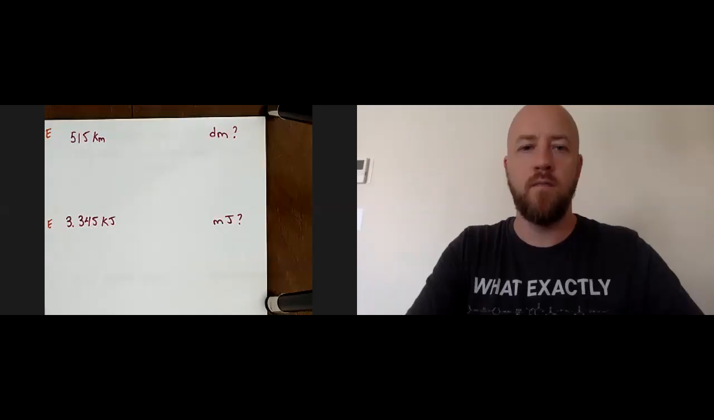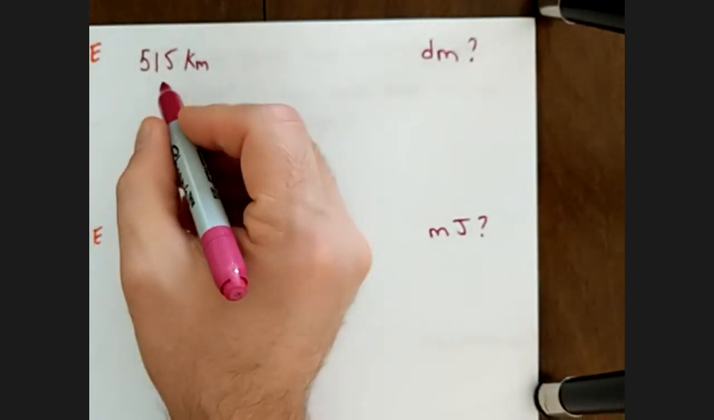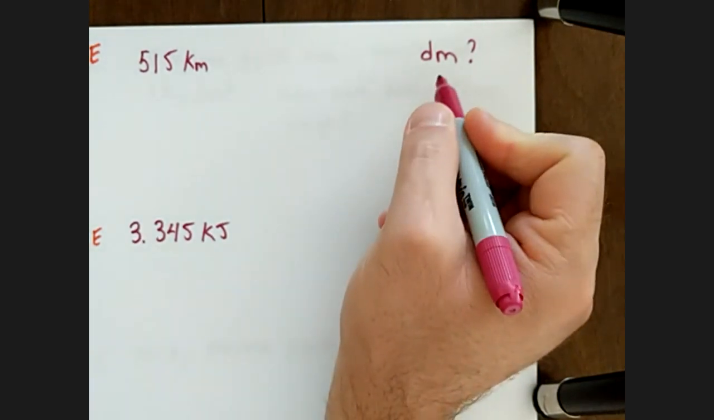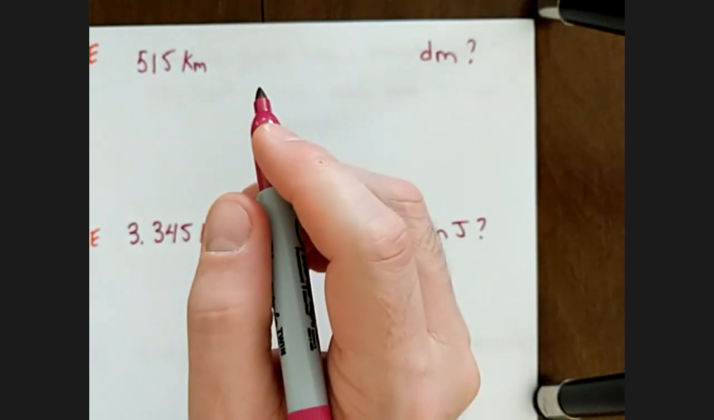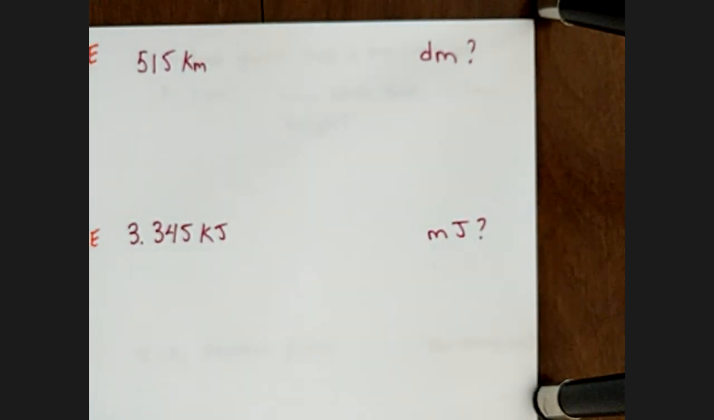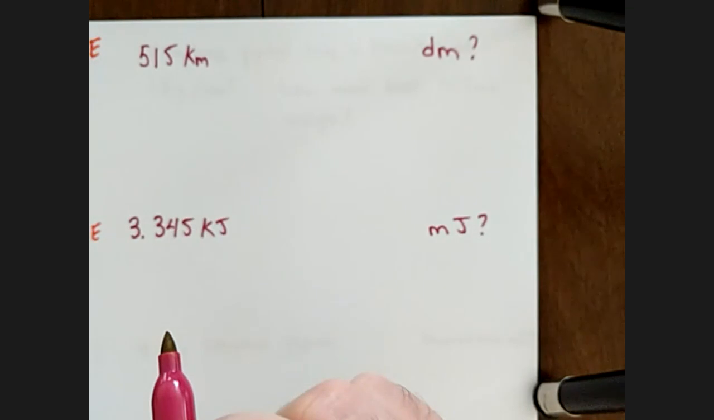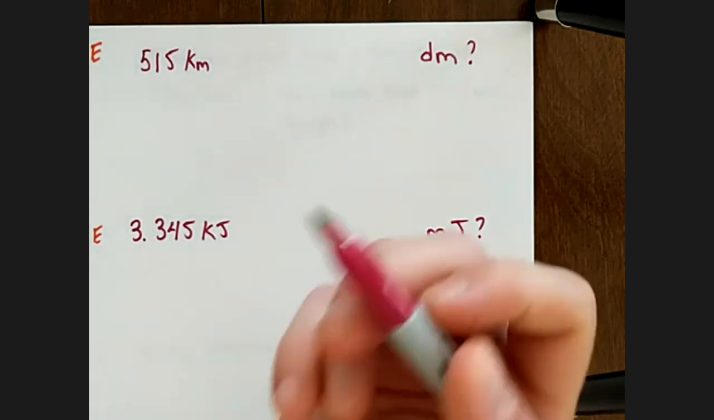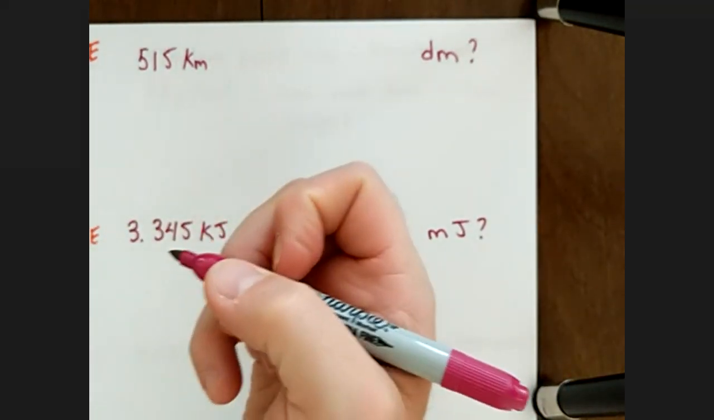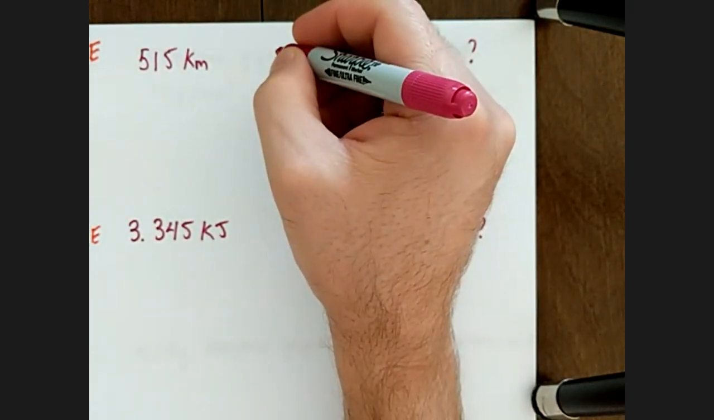Let's look at a few of these here. All right, so if we have 515 kilometers, the question is how many decimeters is that? So we want to go from kilometers to decimeters. This usually requires that we have some general understanding of what units are available as far as the metric system. So things that might come in handy here.